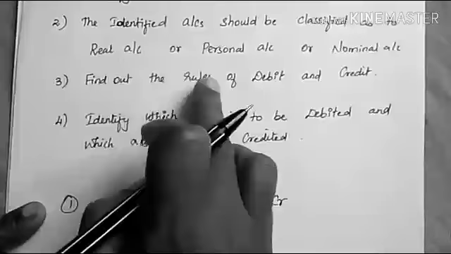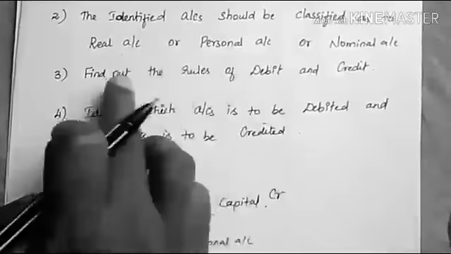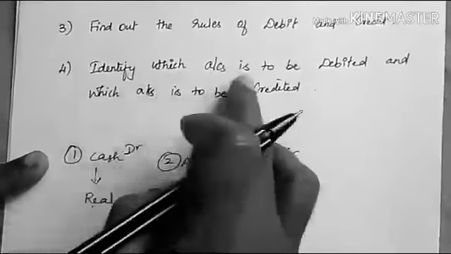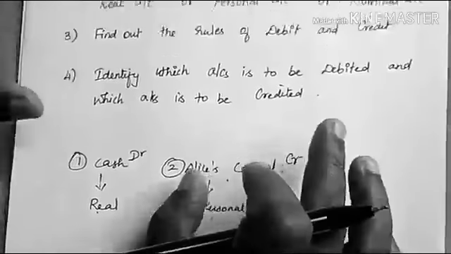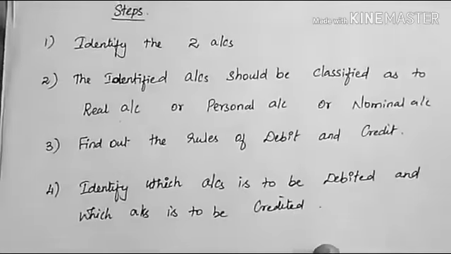What is the rule of real account, personal account and nominal account, and according to that identify which account is to be debited and which account is to be credited. So with the help of the 4 steps, you will be able to make a journal entry for any transaction.